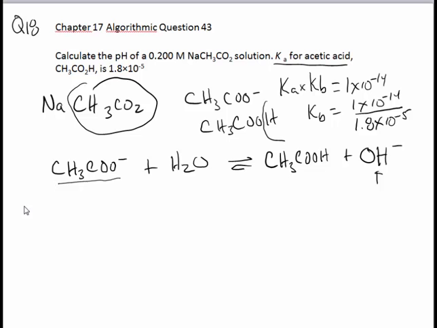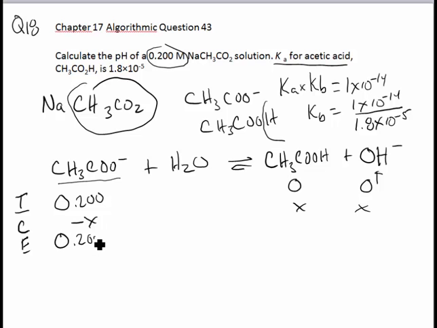So then this becomes just a standard equilibrium calculation. So our initial concentration, change, and the equilibrium. Our initial concentration, we put that salt in water, and that's 0.200. That's 0, and that's 0. Our change is going to be minus x, and this is going to increase by x. So our equilibriums are 0.200 minus that x, and that's going to be x, and that's going to be x.